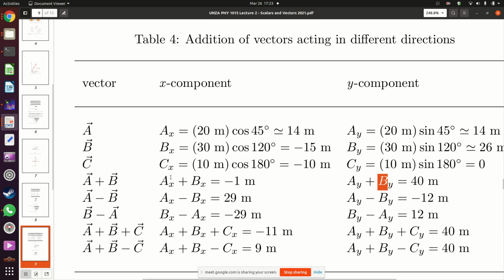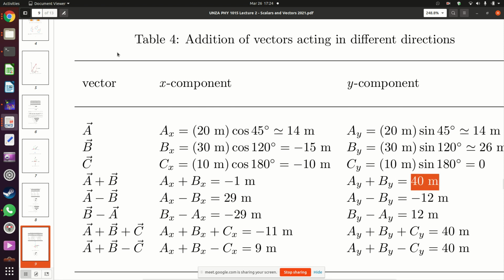So that is how we get how much a vector is along the addition or the subtraction of a vector. How much is it along the x-axis or how much is it along the y-axis? We add the components. So we add AX plus BX of the vectors. So this gives us minus 1 meters. Okay. Then for the y component along the y-axis, it's AY plus BY, and we get 40 meters.